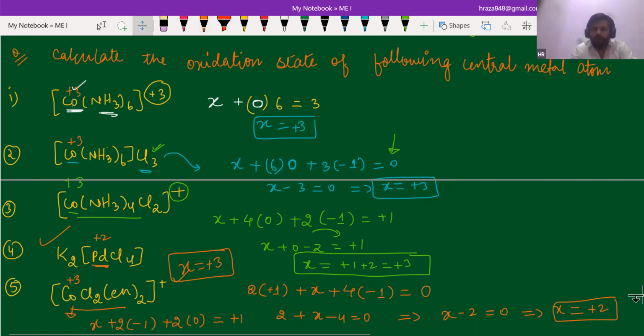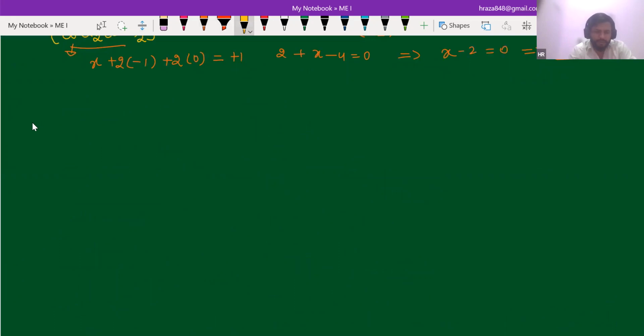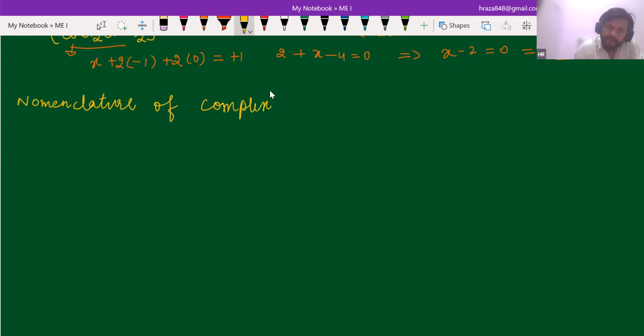Now we are going to start Werner theory. Wait a minute. Let's start nomenclature first. After this part, we will do Werner. So, nomenclature of coordinate compounds, coordination compounds or complex compounds. In this, we have some rules to follow.